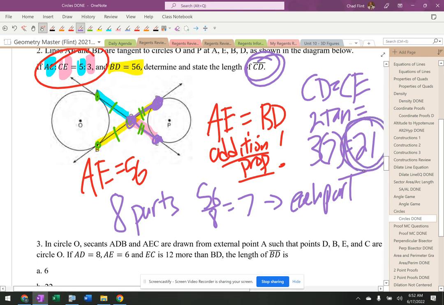But let me walk back through this again. So 56, we know it's that because of the addition property. AE and BD have to be the same. We know there's 8 parts total because there's 5 parts and 3 parts for 8 parts. We know each part is 7 because 56 divided by 8 gives me a 7. All right. We then know CD and CE are the same. We already had figured that out. CE is 3 parts, so 3 times 7 is 21.